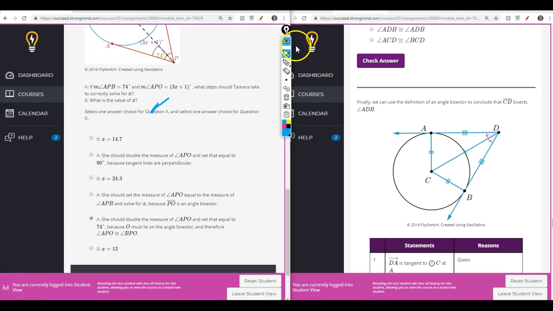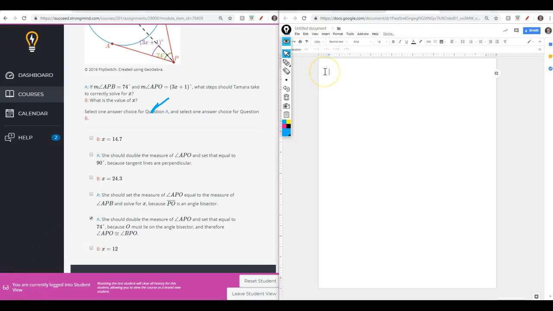So it's listing out our plan, so let's do that algebraically. So she should double the measure of angle APO. Well, the measure of angle APO is 3x plus 1. And it says she should double it. So what does doubling mean? It means multiplying it by 2, and set that equal to 74 degrees. Okay, so we set it up how it told us to. So now we can solve for the value of x.